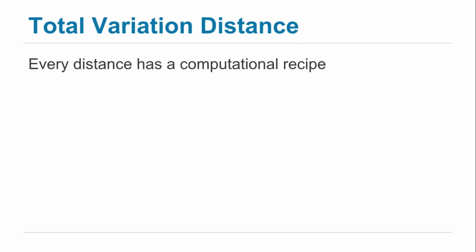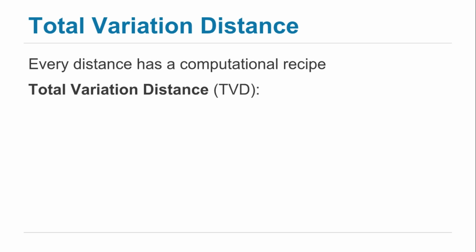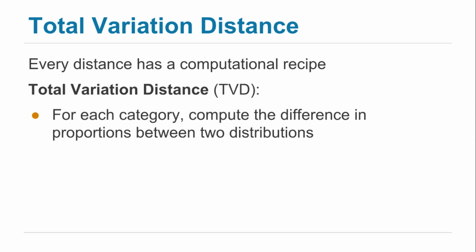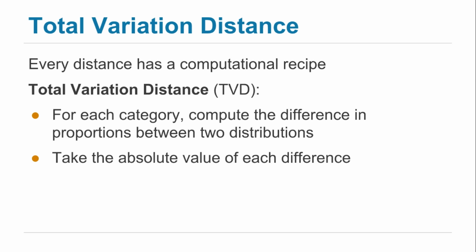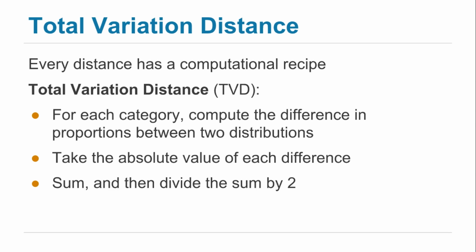What does it calculate? It calculates total variation distance. What's that? Well, every distance has a way of calculating. If you have two numbers, you know how to calculate the distance between them. This is now a distance between distributions. Total variation distance says, take each category, find the difference between the two proportions. Take the absolute value, that's the distance between the two proportions in each category. And then add up all of those and divide by 2.